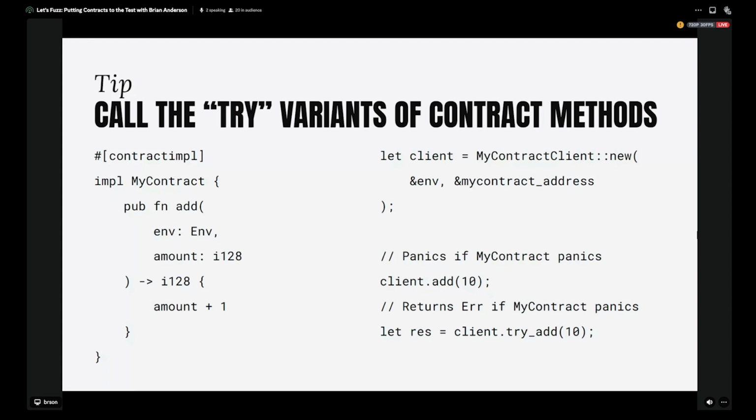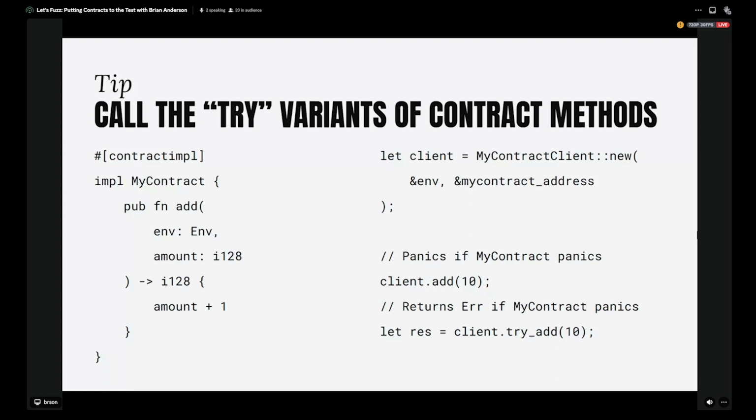The basic thing they do, though, is they generate a method on the client for every method on the contract. So in this example contract, we have an add method. And on the right side, we have a client that can call the add method. You call the add method on the client, it handles all the work of calling the add method on the contract.